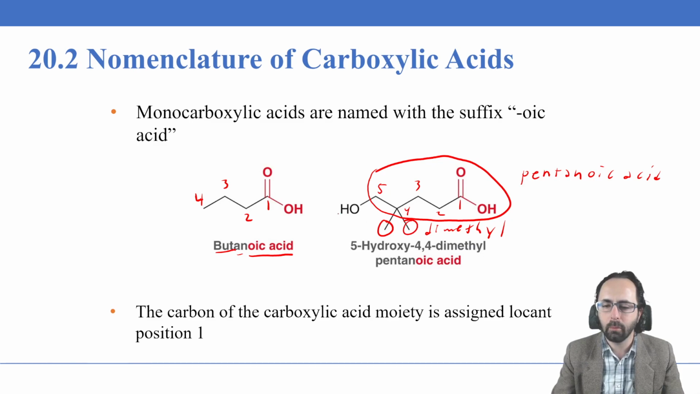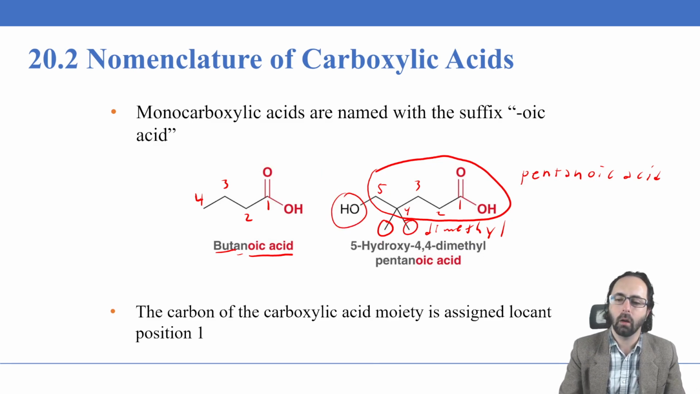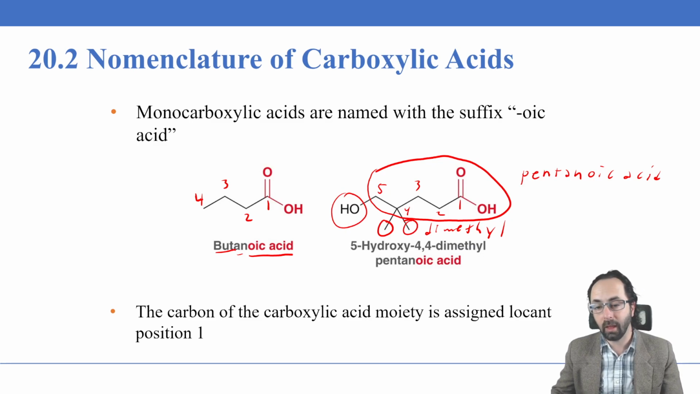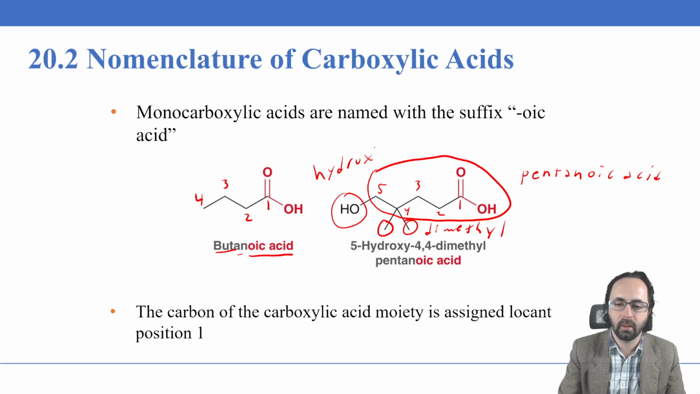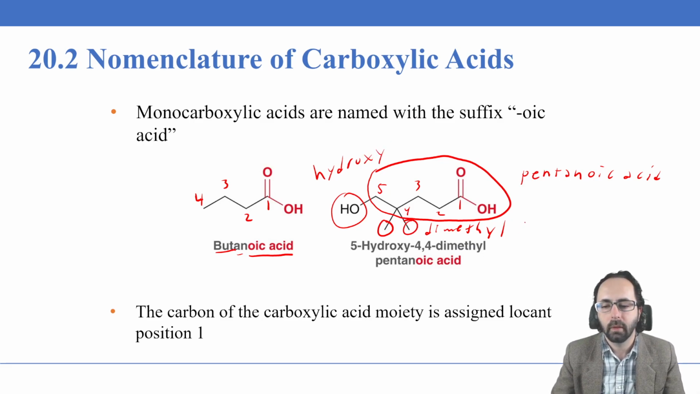Then we're going to name the groups. We've got 2 methyl groups. We've also got an alcohol group here, which we would end with anol if it were the highest priority group, but it is not. It is the second highest priority next to the pentanoic acid, so we're going to call it a hydroxyl group or hydroxy group. And so now we're going to end the name here with our parent name, so we say pentanoic acid.